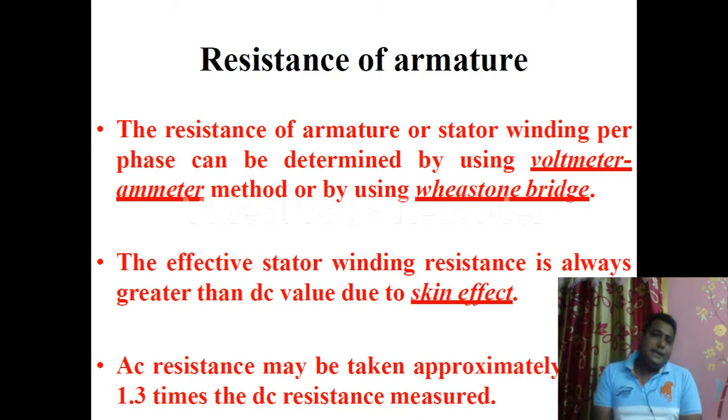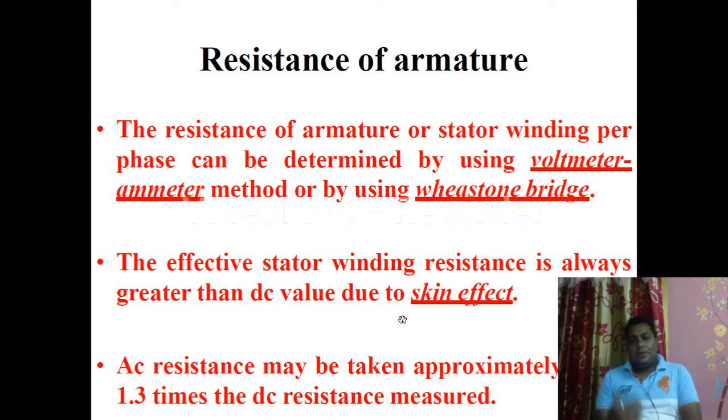So that's why, from the DC resistance test, or the voltmeter-ammeter test, or the Wheatstone bridge test, using those different tests, we can find out the effective resistance of the armature coil per phase. Okay, AC resistance taken approximately, see the last point. So the AC resistance may be taken approximately 1.2 to 1.3 times the DC resistance measured.